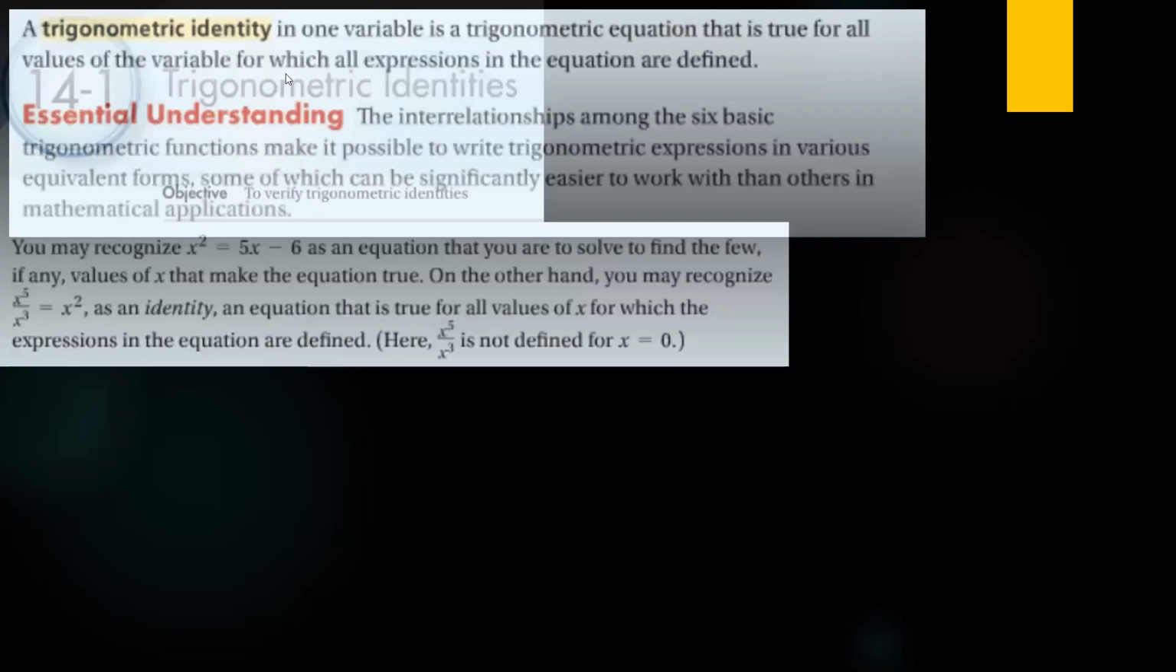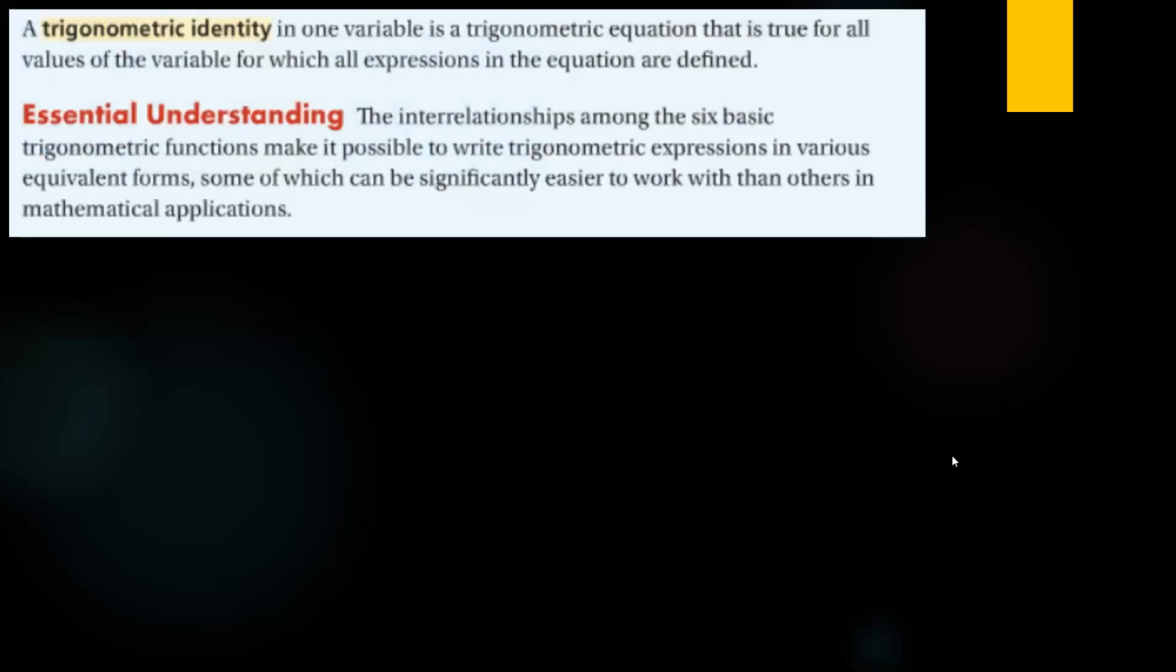Now, let's start with the trigonometric identities. A trigonometric identity in one variable is an equation that is true for all the values of the variable in all expressions. I mean, an identity is true in any equation.